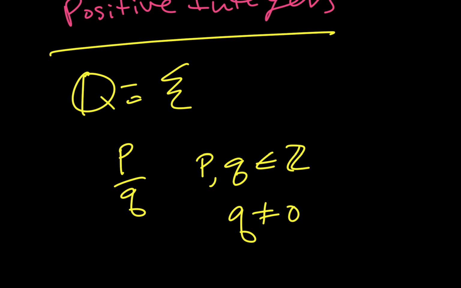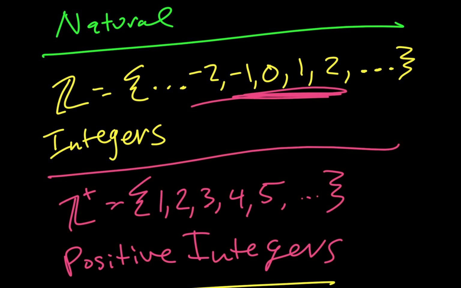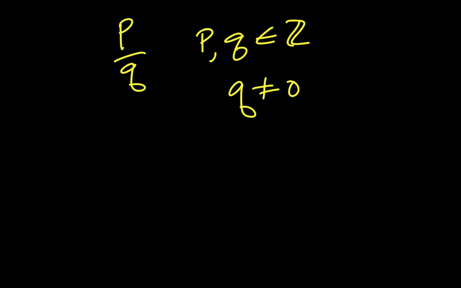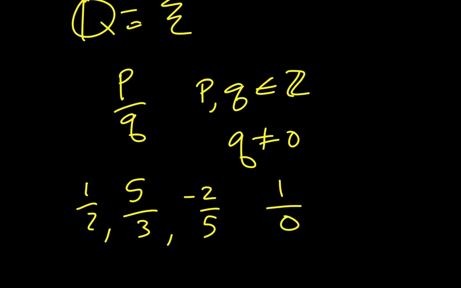So all this means is we go all the way back up here to integers. We take any of these two numbers and divide them, as long as 0 is not on the bottom, and that will create a rational number. So if we get something like 1 divided by 2, that's 1/2, that's a rational number. 5 divided by 3, that's a rational number. -2 divided by 5, that's also a rational number. Now if we try to do 1 divided by 0, that's not defined, and so it's not a rational number.